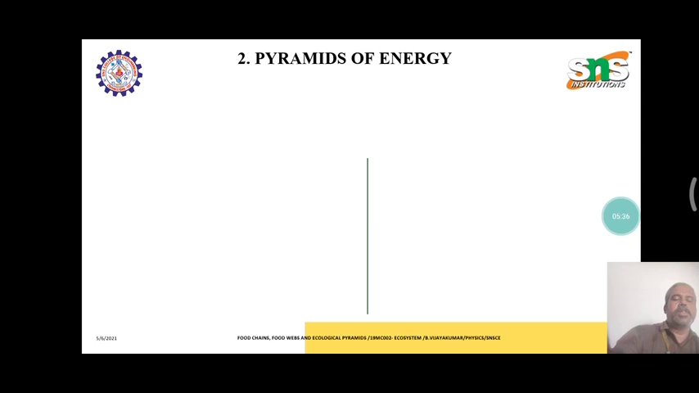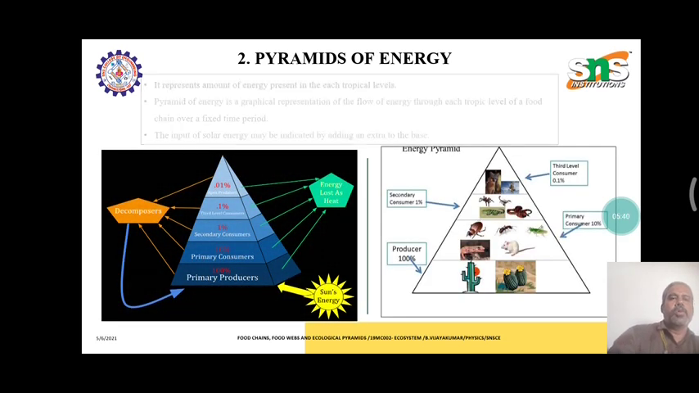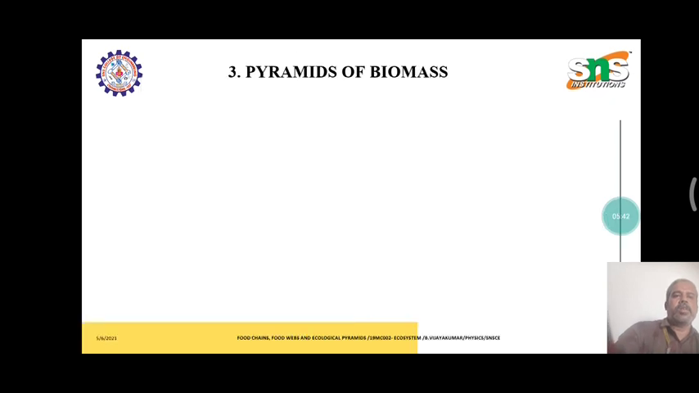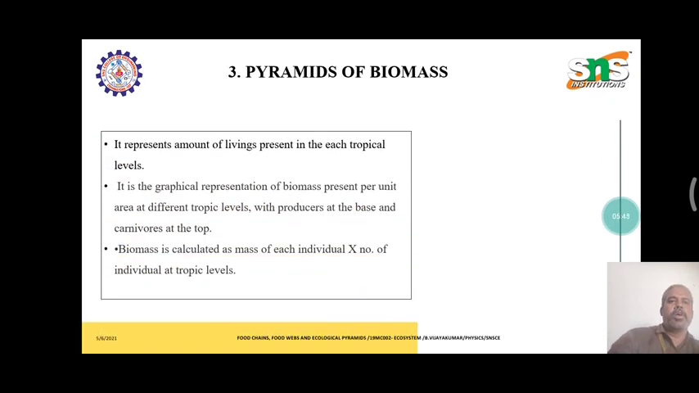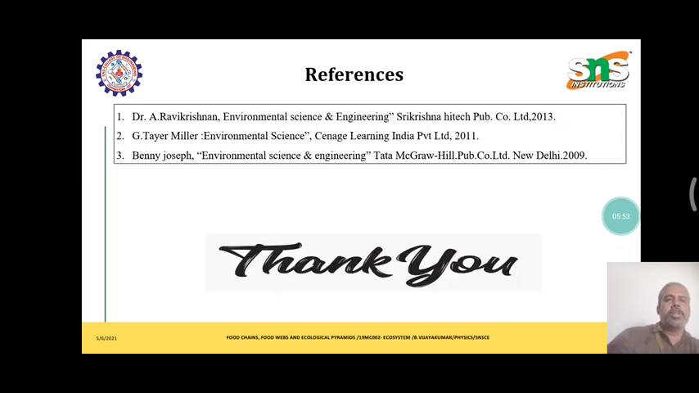The pyramid of energy is also the same. It starts from the producer to the last level, and the last level is 0.1. The pyramid of biomass is also the same, representing the energy level present in each trophic level. So the top carnivore is 1 kg, but the producer is 1000 kg.